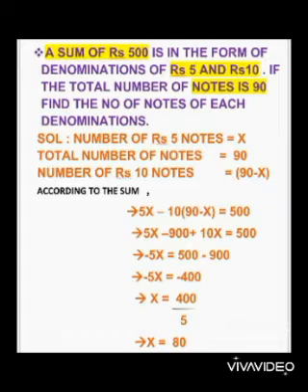Now you have to find out the value of x. Let us transpose 5 to the other side. Then x is equal to 400 by 5. If you cancel 400 by 5, then you will get the x value as 80.